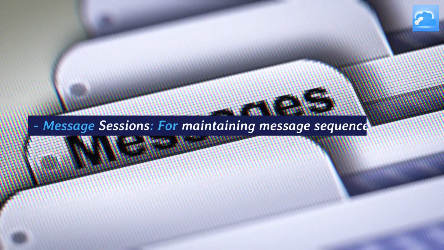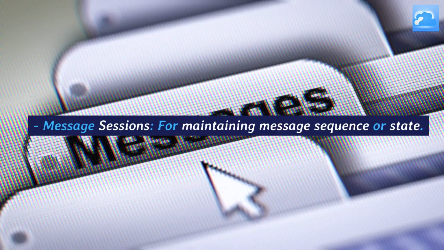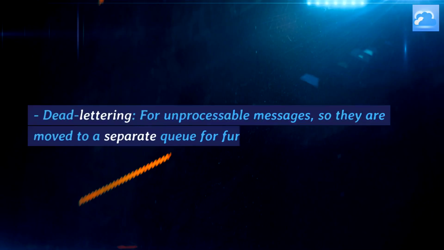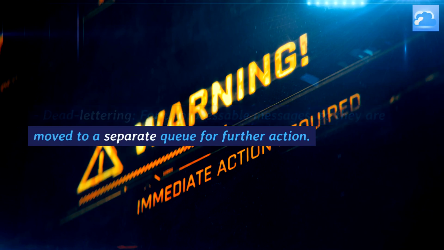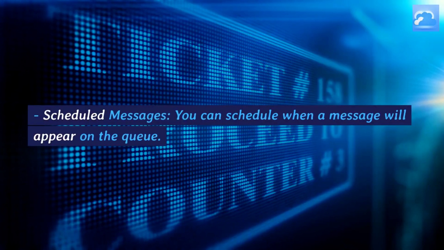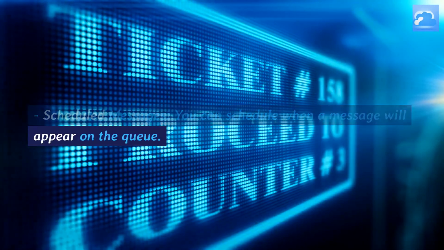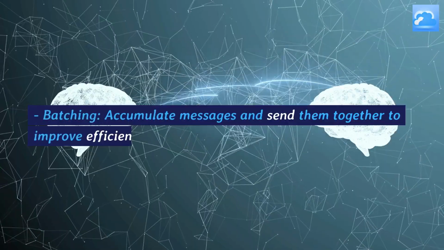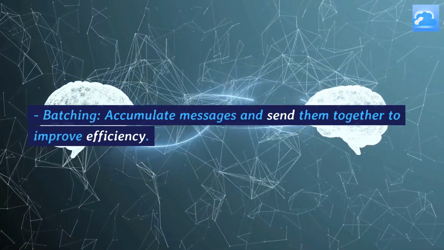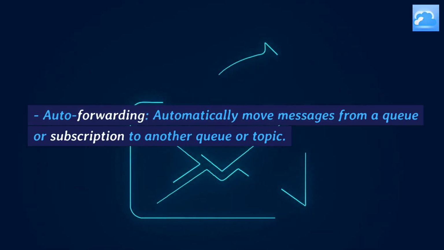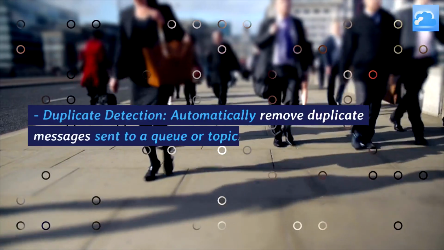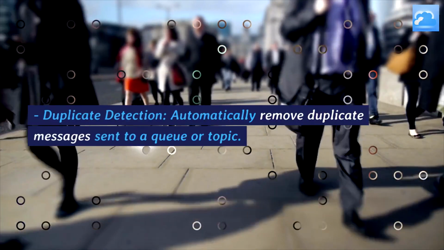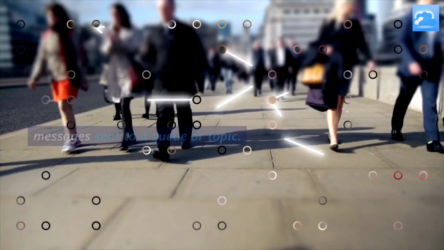Features. Message sessions, for maintaining message sequence or state. Dead lettering, for unprocessable messages, so they are moved to a separate queue for further action. Scheduled messages, you can schedule when a message will appear on the queue. Batching, accumulate messages and send them together to improve efficiency. Auto-forwarding, automatically move messages from a queue or subscription to another queue or topic. Duplicate detection, automatically remove duplicate messages sent to a queue or topic.